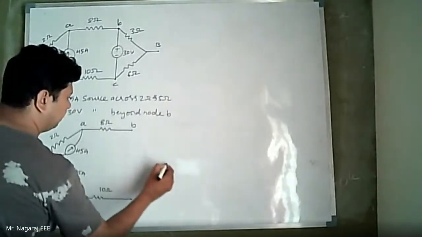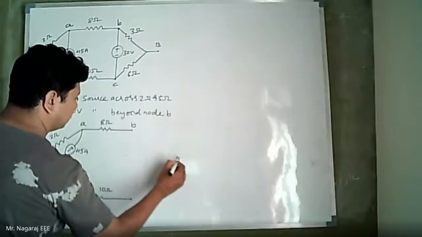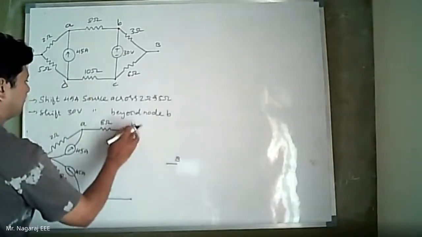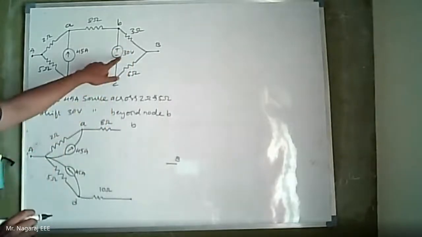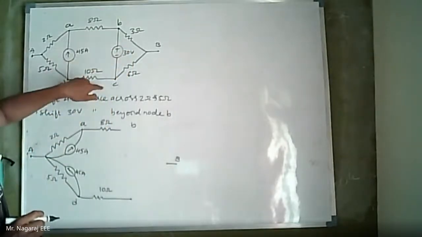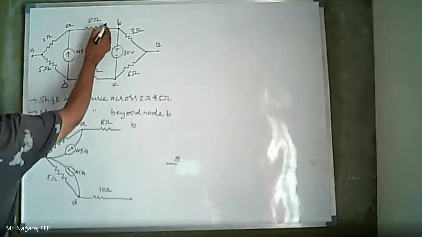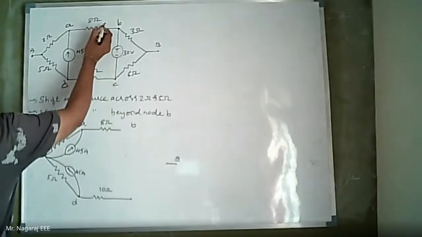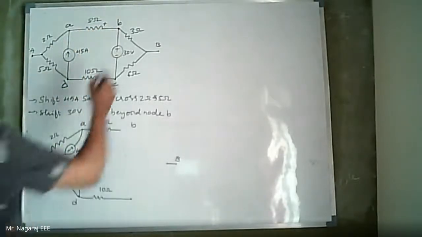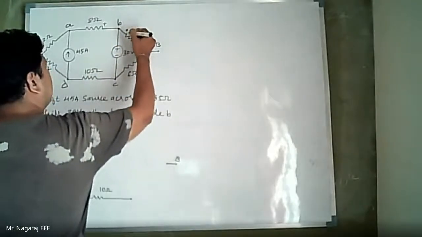Okay. So now this is terminal B. This 30 volt has to be pushed beyond node B. Okay, it has to be pushed beyond node B. So with this source existing between B and C, 8 ohm is at positive potential when connected to node B. 3 ohm is at positive potential when connected to node B.